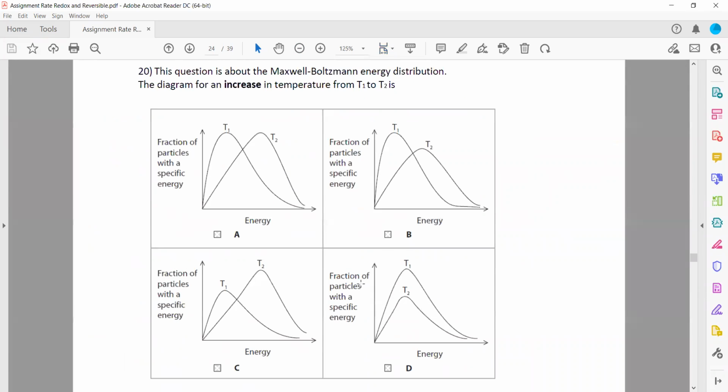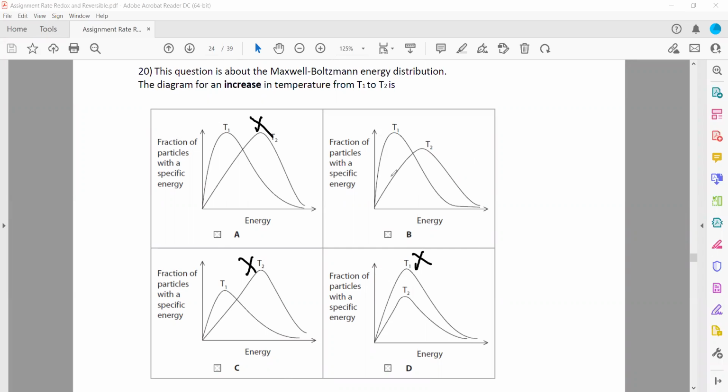The diagram shows an increase in temperature from T1. So if we increase the temperature, what will happen? Number one, the height of the peak will decrease and it will shift toward the right-hand side. So D is totally wrong because it is not shifted, it is on the same side. Then we check the height of the peak: as we increase the temperature, the height should decrease. So this peak height is not decreasing, and here also the peak height is not decreasing.